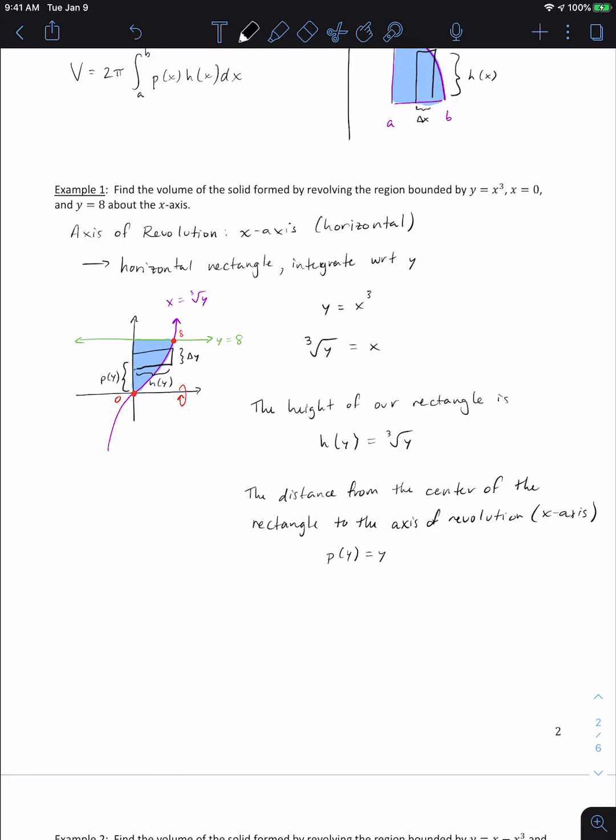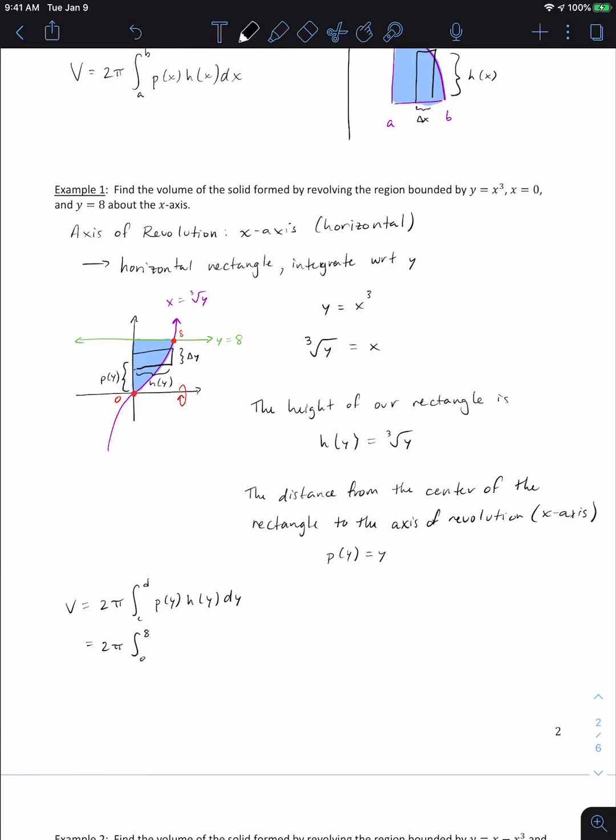So now it's just a matter of our formula, right? The volume is equal to 2 pi, the integral from c to d of p of y times h of y, dy. Well, in this case, 2 pi, and then c and d are our starting points, so we know we're going to go from 0 to 8.